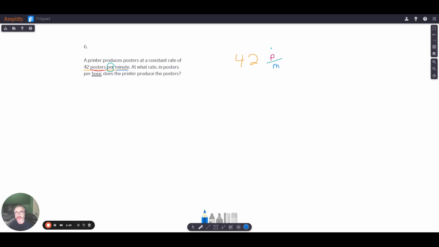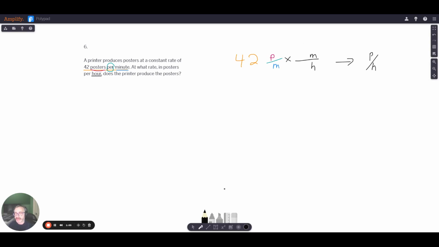Okay, so we've got 42 posters per minute, but we want to end up with posters per hour. The question is, at what rate in posters per hour does the printer produce the posters? So somehow we're going to need to convert this into posters per hour. How are we going to do that? Well, unit conversion will help us out a lot here. We can multiply by another unit rate. We want to create a unit rate where we're allowed to cancel our minutes, so we can cancel a denominator with a numerator and create an hours unit in the denominator.